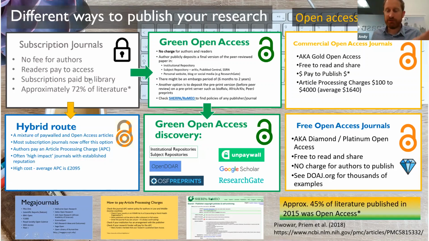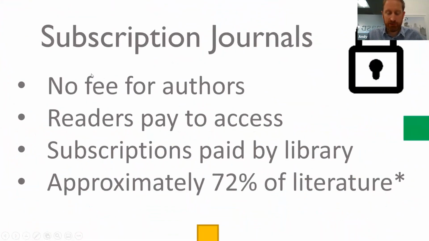So these are different ways to publish your research. You've got the traditional subscription model, which is how research has been published throughout the last century or centuries. And how this works is that basically there's no fee to the author. This is the traditional model of publishing where the people who actually pay to access the research are the readers or the librarians.